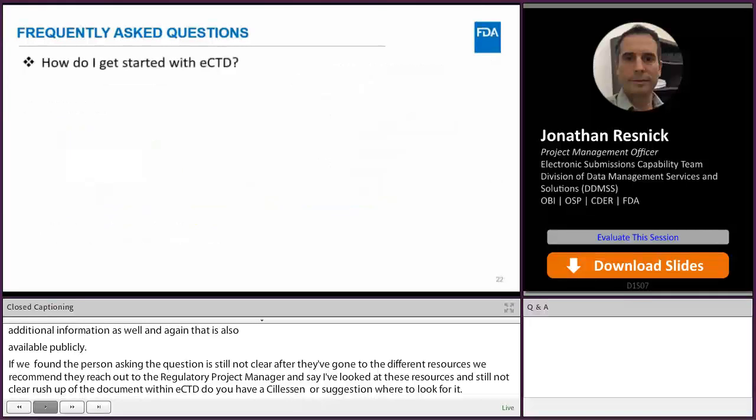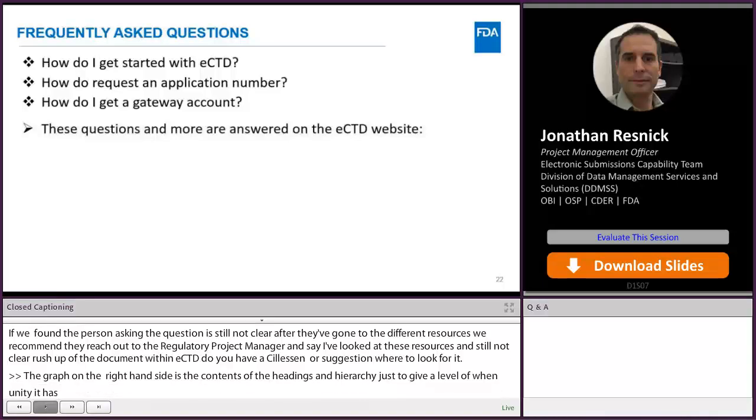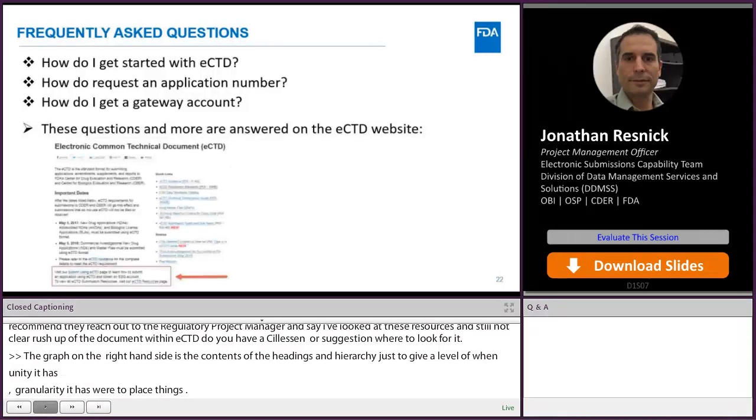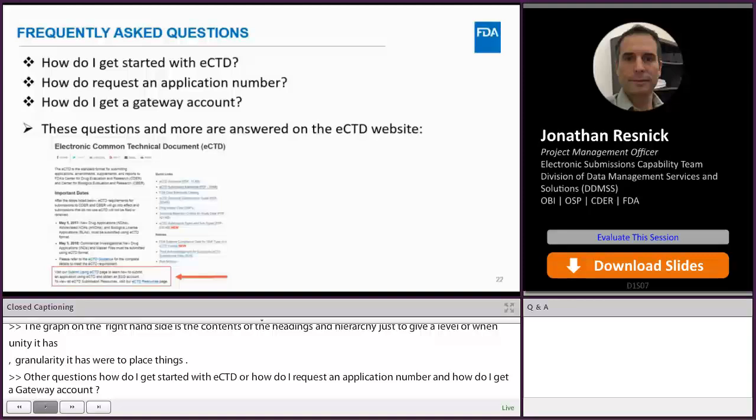Some other questions: how do I get started with eCTD? Or how do I request an application number? How do I get a gateway account? These types of questions are all covered on our eCTD website. And here's just a snapshot of the landing page of that website. I've just drawn a red box there on the bottom because that's where the link is to get that specific information.